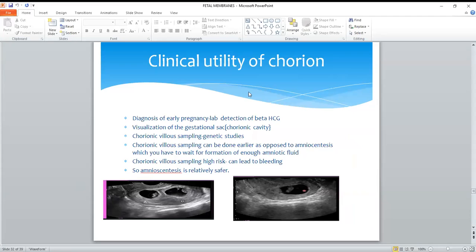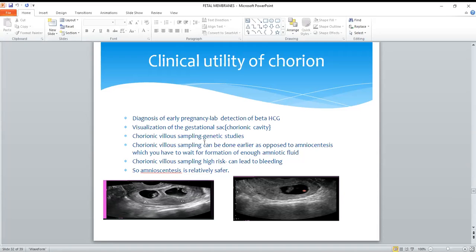So, clinical utility of the chorion. Diagnosis of early pregnancy. I believe you've heard of something known as beta HCG, beta human chorionic gonadotrophin. The chorion produces this hormone. This hormone is what is used to detect pregnancy. In pregnancy kits, we usually detect beta HCG, right?